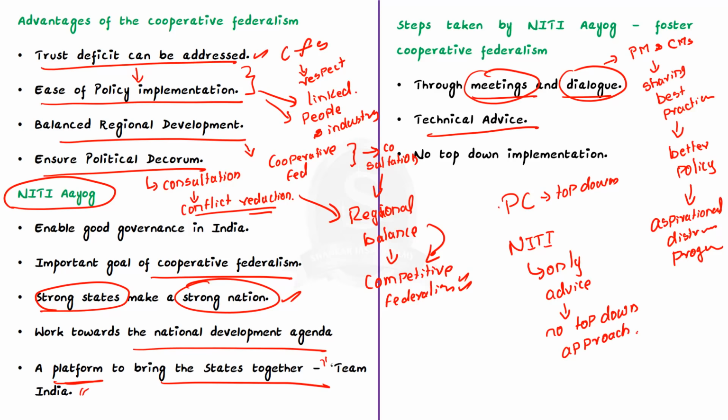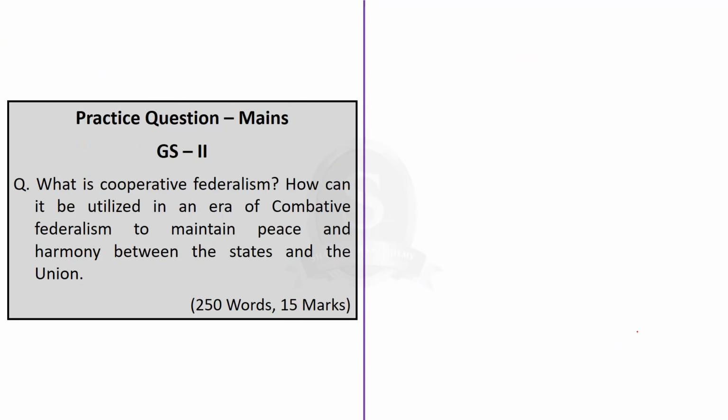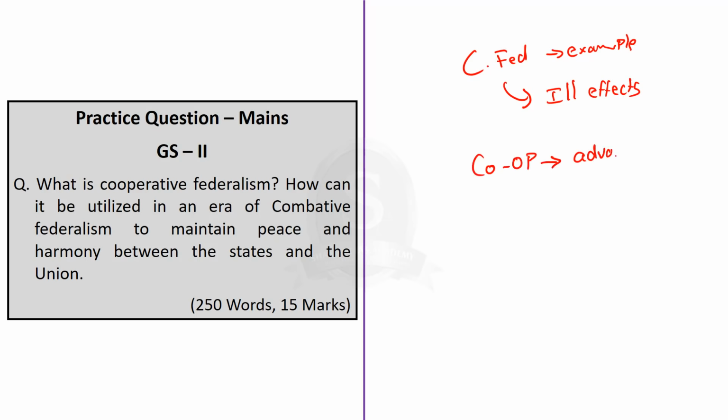Okay. See, these are the measures taken by NITI Aayog to aid the federating units of our country cooperate with one another. Before concluding, let us have a quick recap. In this discussion, we saw what is combative federalism. Then we saw some examples of combative federalism in recent times. After that, we saw the ill effects of combative federalism. Then we saw what is cooperative federalism. After that, we saw the advantages of cooperative federalism. And finally, we saw the role of NITI Aayog in aiding cooperative federalism. With this, let us conclude this discussion and move on to the next news article.